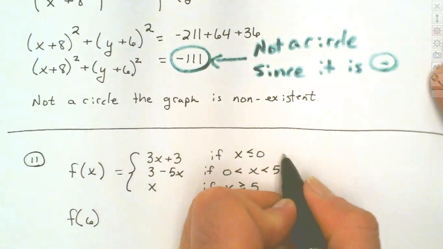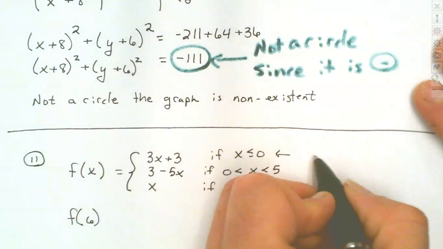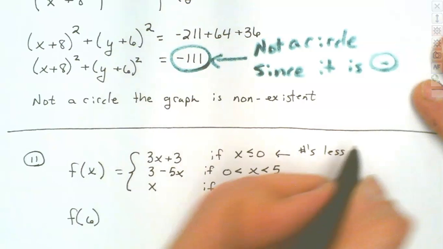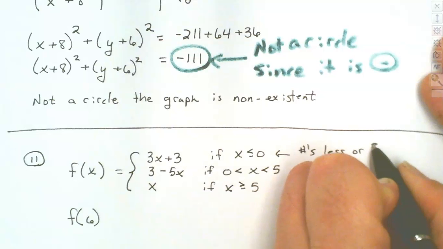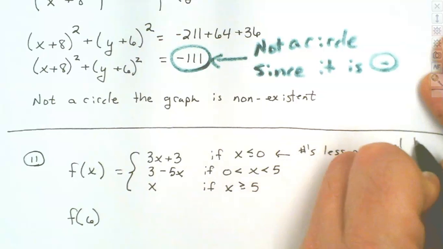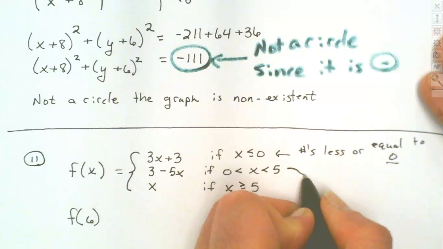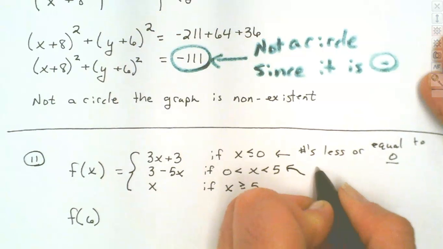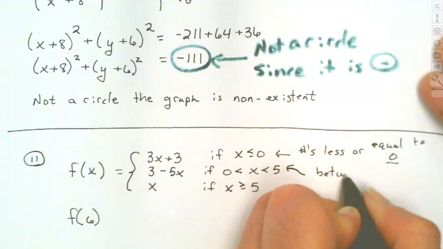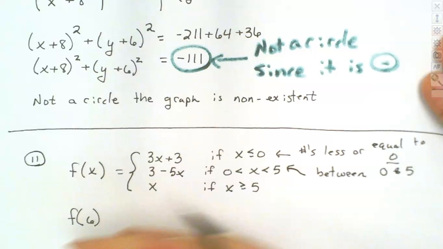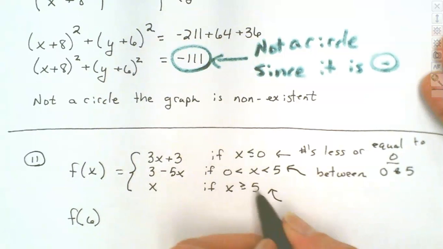So let's talk about what each of these are. The first row is for numbers less than or equal to 0. The second row right here, that is for numbers between 0 and 5. And the last row is for numbers that are 5 or larger.